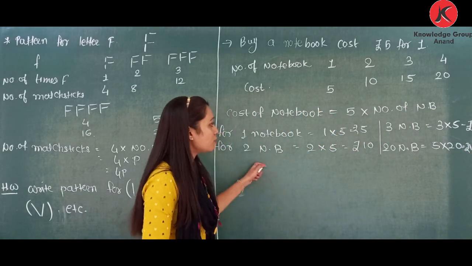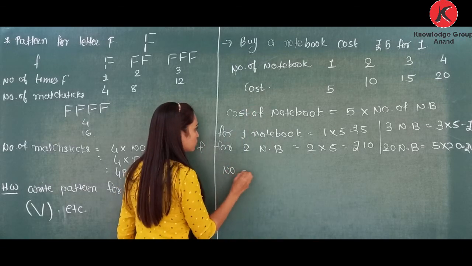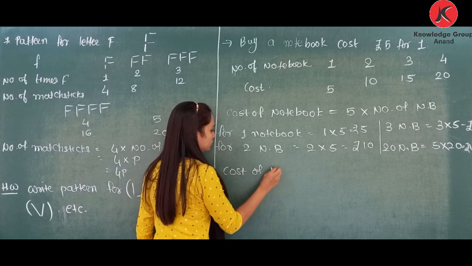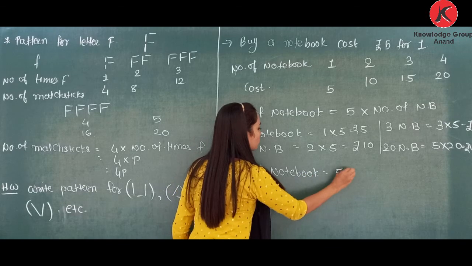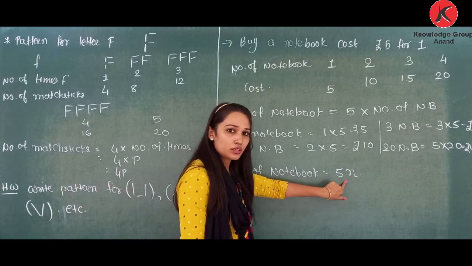Clear? So what will be the general rule for the number of notebooks? The cost of notebooks will be 5n. That will be the general rule for the number of notebooks.